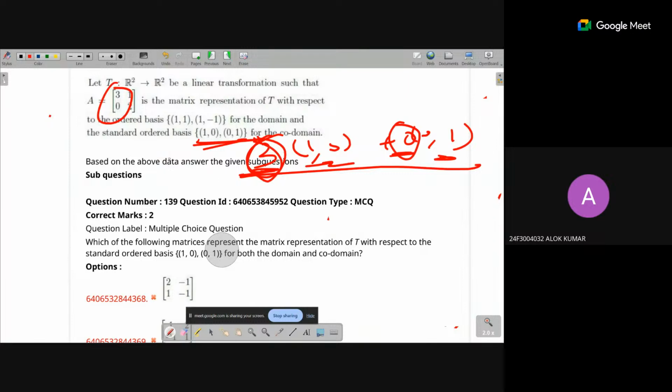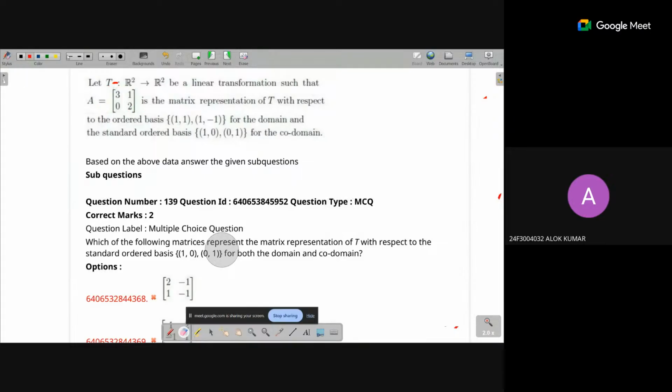So basically, we have calculated the transformation of 1 comma 1 and the transformation of 1 comma minus 1. Now we see how to write x comma y, any vector x comma y of the domain space, in this basis. How to write any vector of the domain space in this basis?